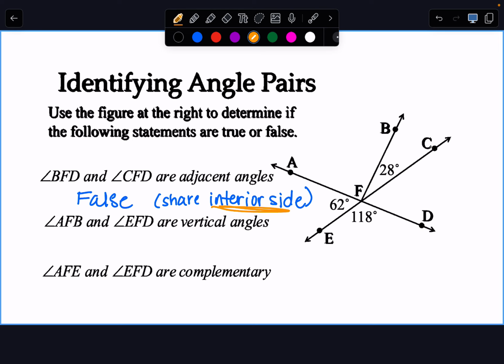Okay. Now, number 2, AFB and EFD are vertical angles. Think to yourself. We're on 3. We're going to yell true or false. Ready? 1, 2, 3. True. False. True. False. True.